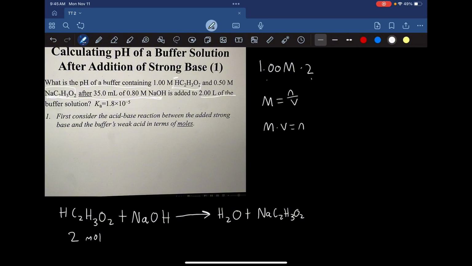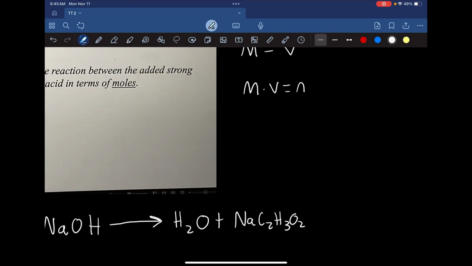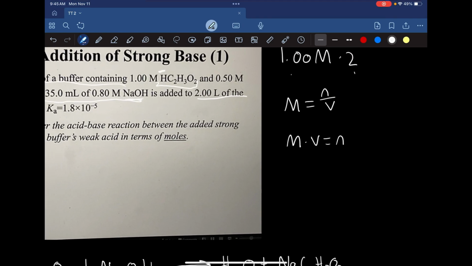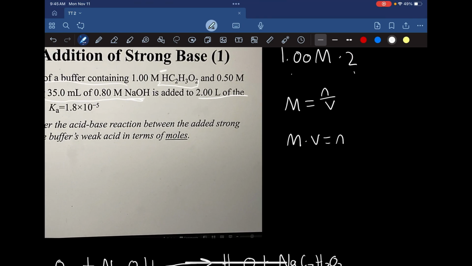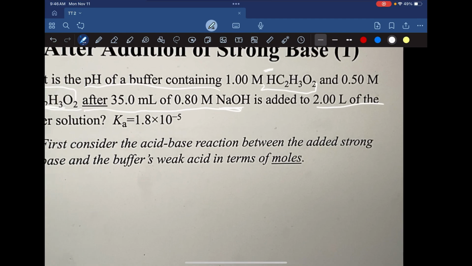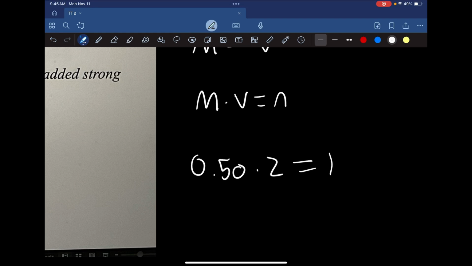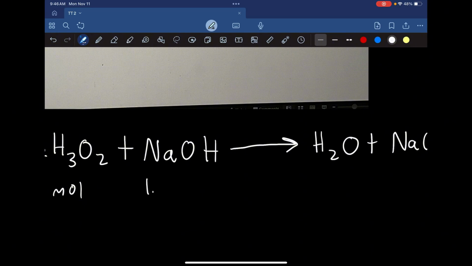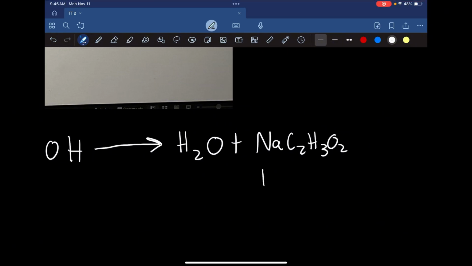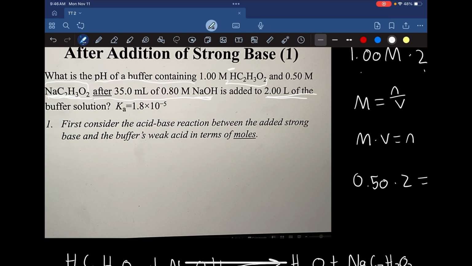And now the sodium acetate, NaC2H3O2: 0.50 times, again, since it's part of the buffer solution, times 2, which just equals 1 mole. We also have information about the NaOH.